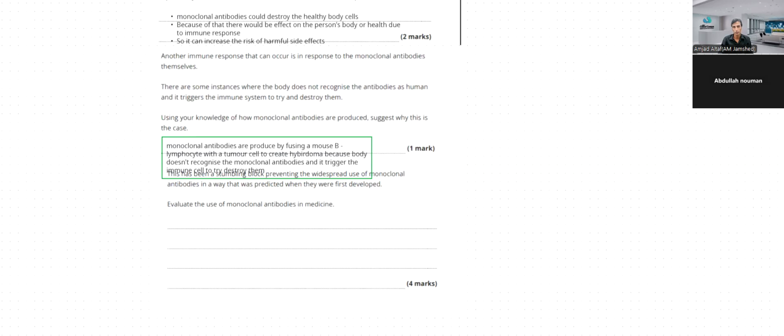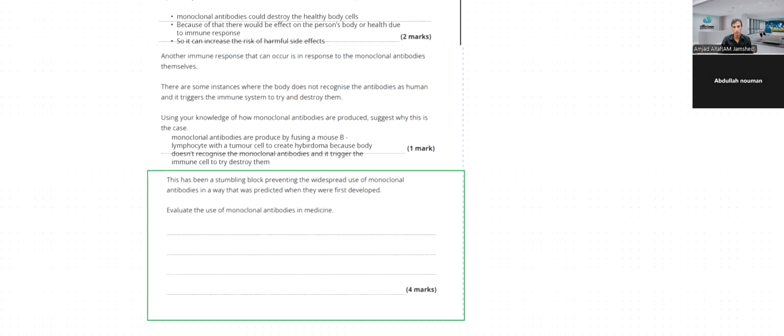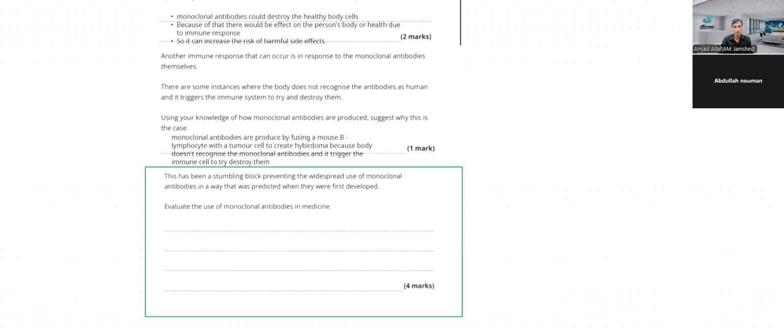I have written the answer, sir. This has been a stumbling block preventing the widespread use of monoclonal antibodies in the way that was predicted when they were first developed. But how about the use of antibodies in medicine?